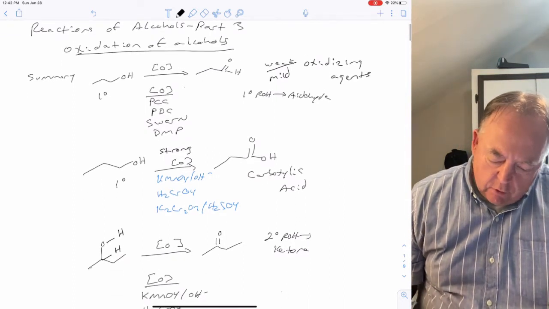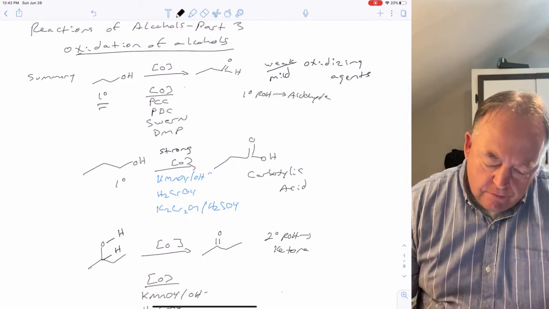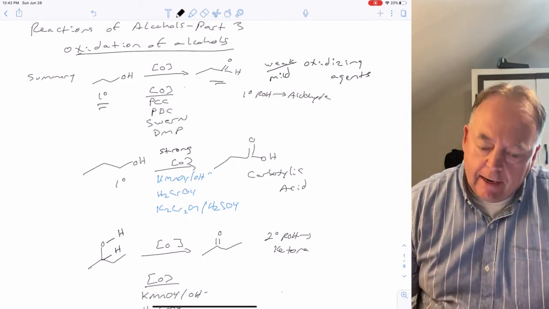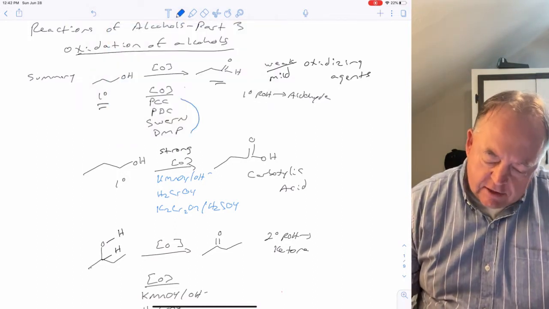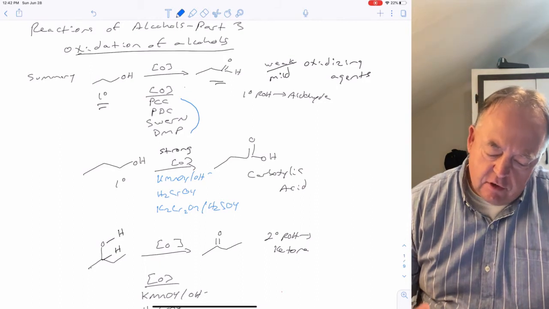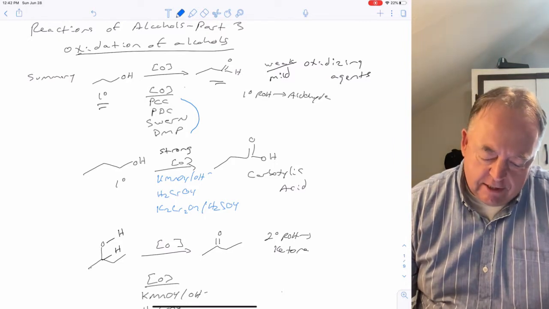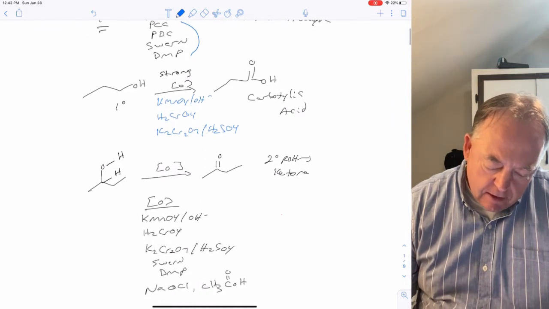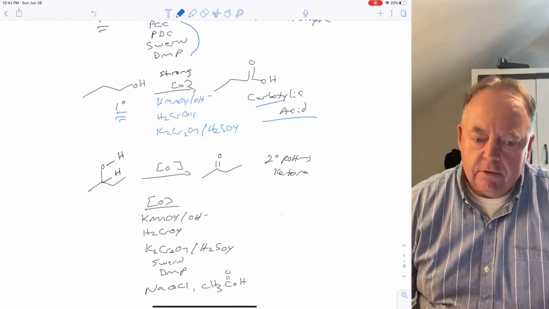So again, we'll just summarize the different reactions in this chapter here. So if you have a primary alcohol, then they can be oxidized to an aldehyde. And so there are a variety of different oxidizing agents that we'll talk about. So these are the more weak or mild oxidizing agents like PCC, PDC, a Swern oxidation, or a reagent called DMP. So what's important to note is that primary alcohols can also be oxidized to carboxylic acids.